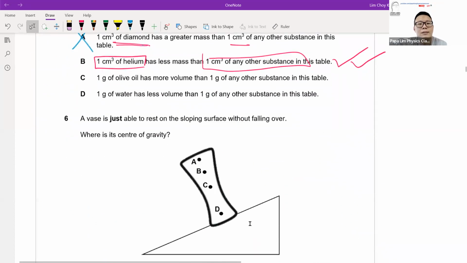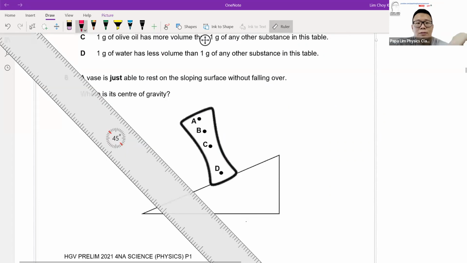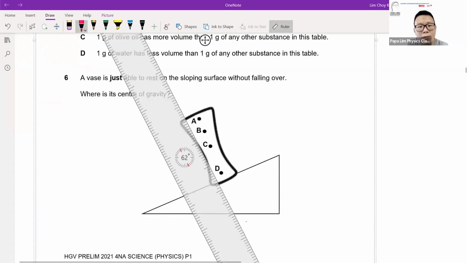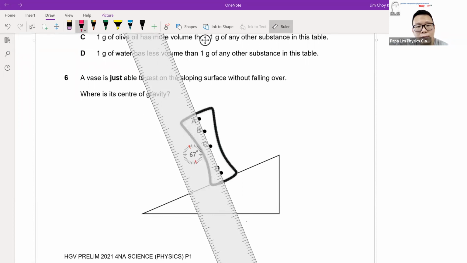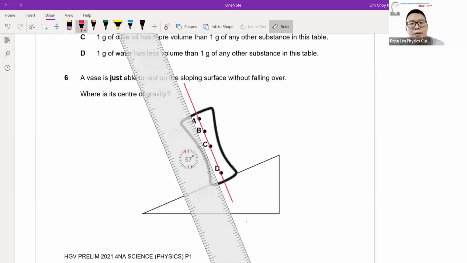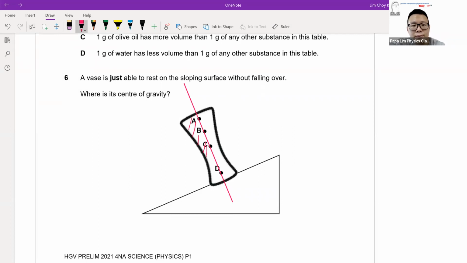Now, the vase stops at the surface before falling down. Where is the center of gravity? Based on this shape, which is a regular shape, it is definitely in the middle, like what the question mentioned. In the middle line, the masses on the left balance off with the mass on the right. So this is what we call center of mass or center of gravity.